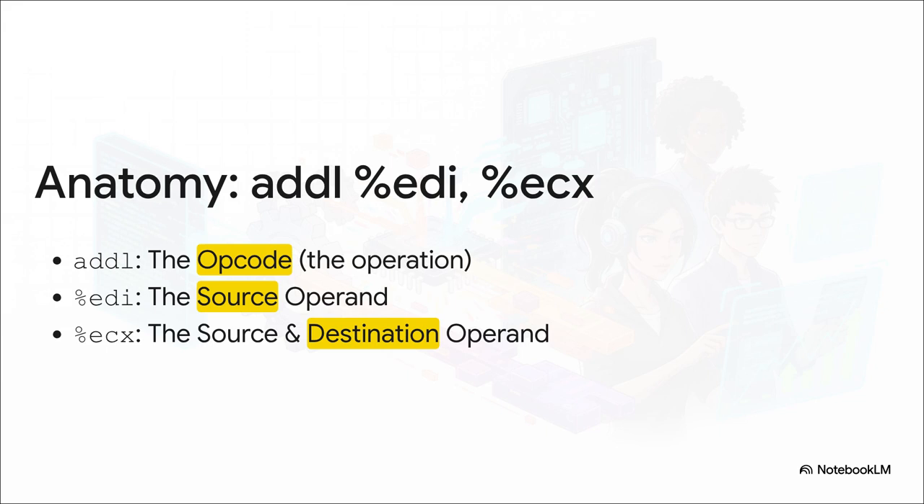Let's get even closer and just dissect one of these instructions. Let's take addl %edi, %ecx. The addl part is what we call the opcode. That's just the operation we want to perform. In this case, add long. Easy enough. Then you've got %edi, that's our source. And %ecx, well, this is where it gets a little funky. It's both a source and the destination. So what this one line is telling the processor is, hey, take whatever number is in the EDI register, add it to the number that's in the ECX register, and then overwrite ECX with the new result.